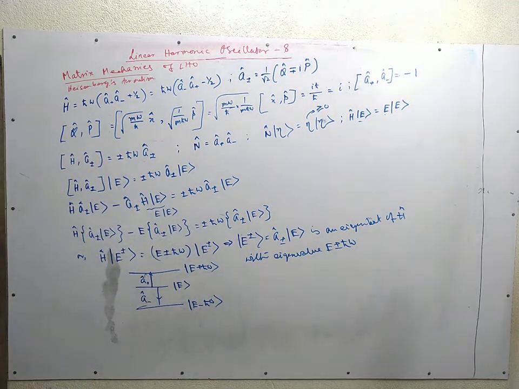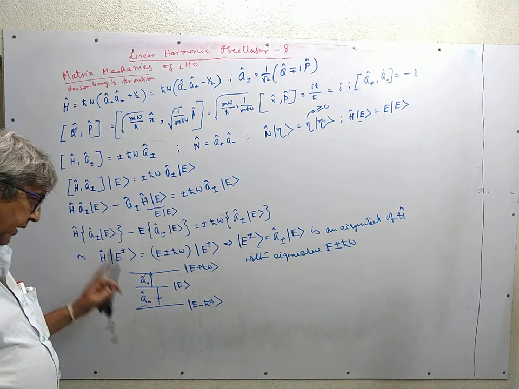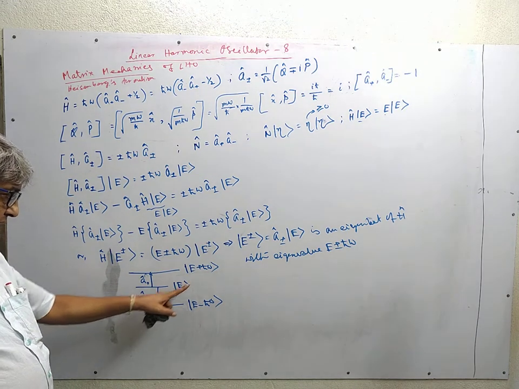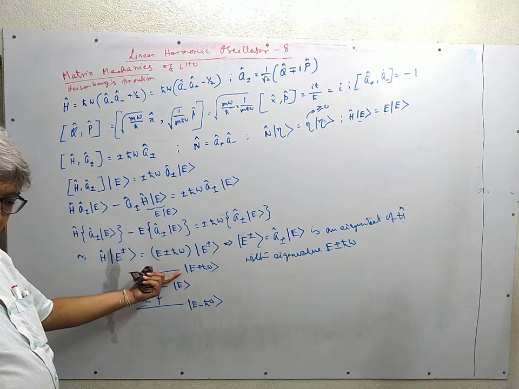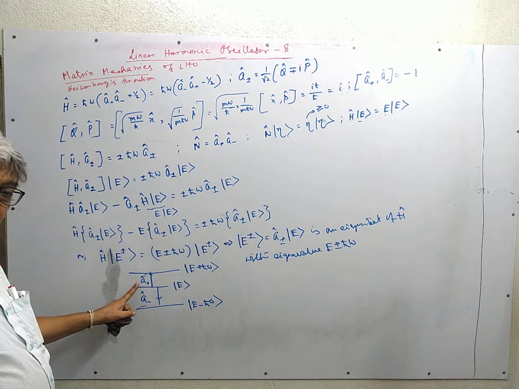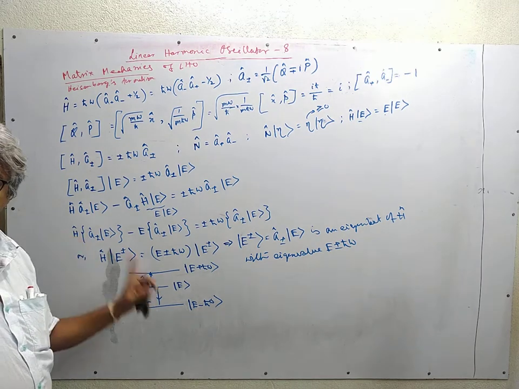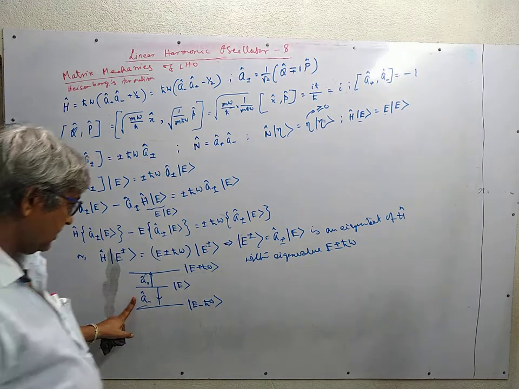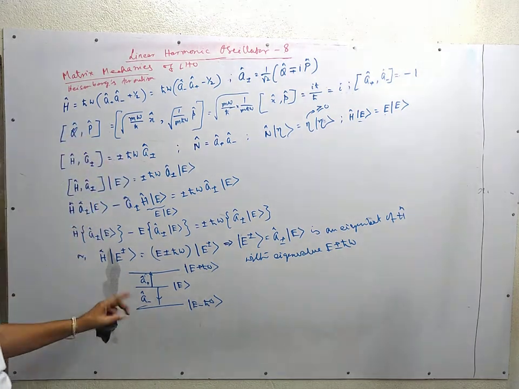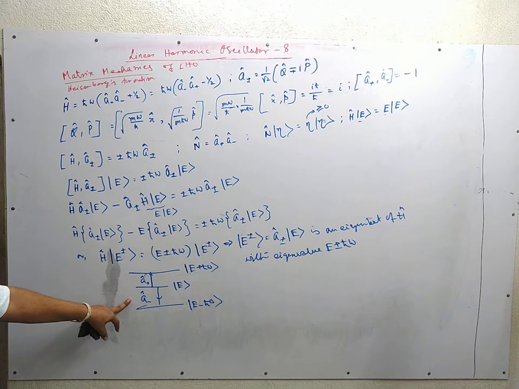So if the energy of the system is E, then by operating the A plus on the state E, we get another state in which one photon is added to the system. That's why A plus is called the creation operator, that is, a photon is created within the system. On the other hand, here a photon is removed from the system. So A minus is the annihilation operator or lowering operator or destruction operator.